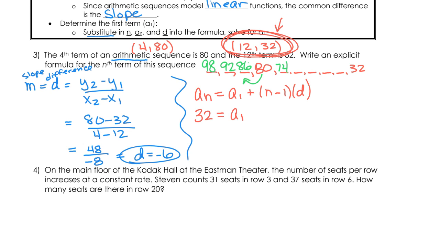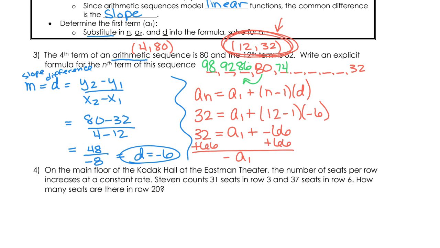Our first term is actually what we're solving for, because remember, we know now that it's 98, but before we didn't. And our n is going to be that 12. And the difference we found in the first part is negative 6. If we clean this up a little bit, 12 minus 1 is 11, and 11 times negative 6 is negative 66. We're going to add 66 to our 32, and 32 plus 66 is 98. And so that's how we can figure out our first term if we didn't want to work backwards.